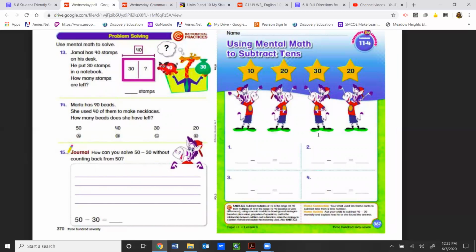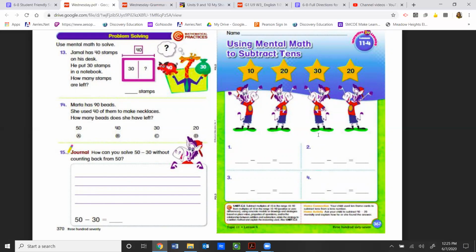Okay, so I always like to go to the journal first. Number 15, how can you solve 50 minus 30 without counting back from 50? All right, and so write down what you think you would have to do. Or talk about it, you don't have to write it down.